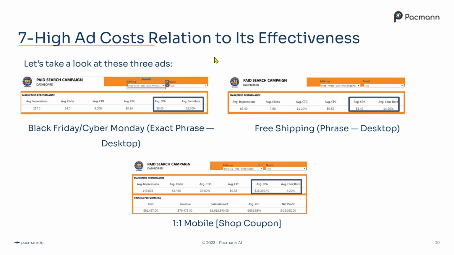The next one is: does high ad cost actually have a relation to its effectiveness? As you can see right here, the two of these ads, which were shown before, are actually quite the opposite, because you can see the average CPA is really low, which is about $3. But for this one it is actually $18,000, and the conversion rate is only 4.20%.